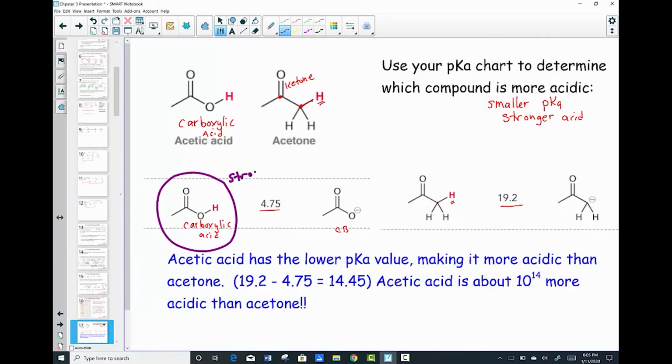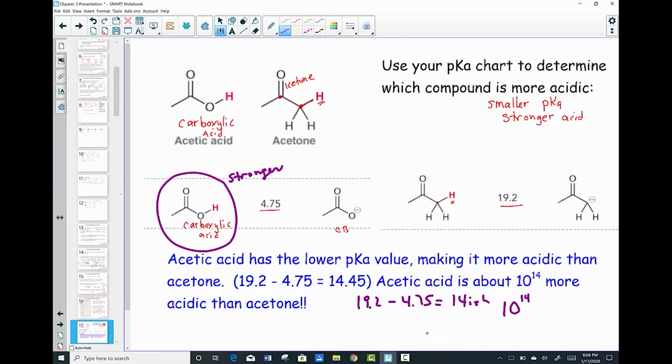The only trip up is if you find the wrong structure or can't seem to find what we're looking for in the chart. And just remind yourself that 19.2 minus 4.75 gives me roughly 14.5, right? And so what that means is that the carboxylic acid is 10 raised to the 14th power times more acidic than acetone. Do you see?